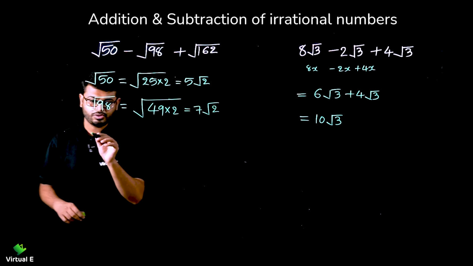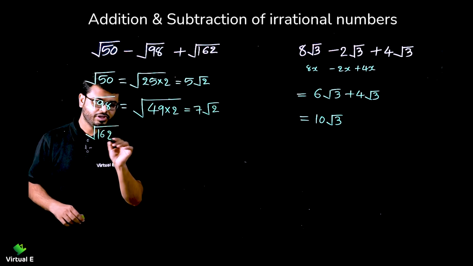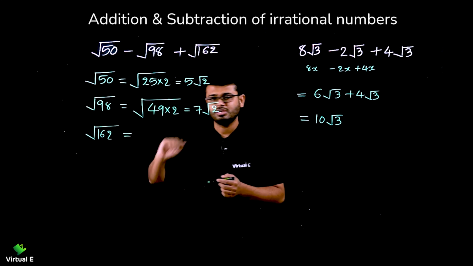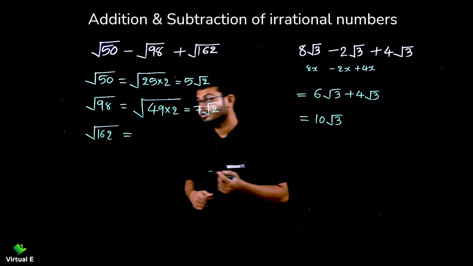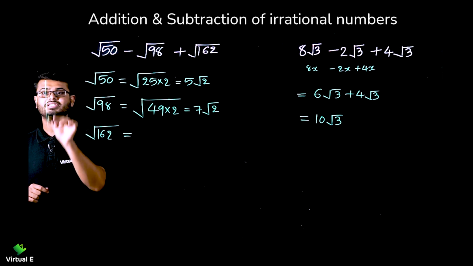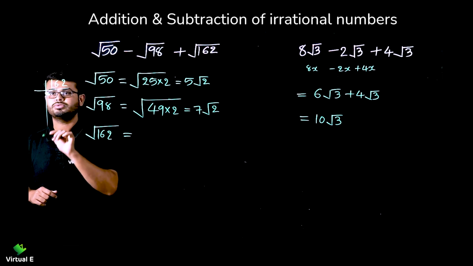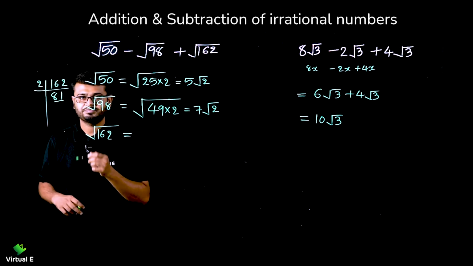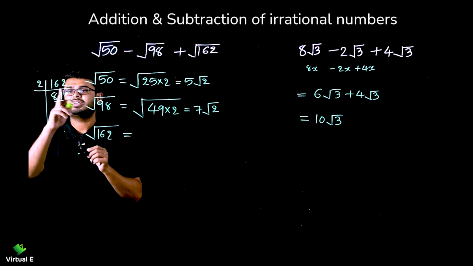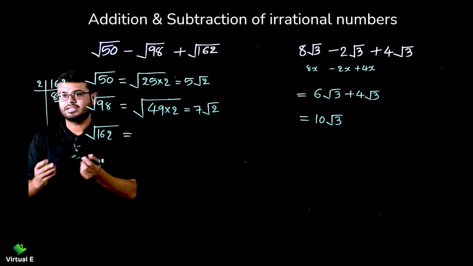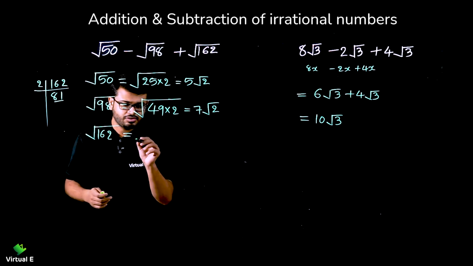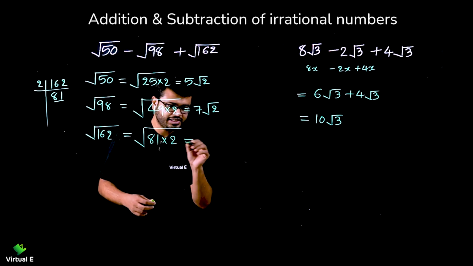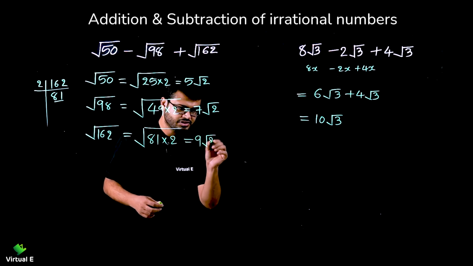And last, square root of 162. Now you must be thinking, how do I come to know this 49, 25? These are small numbers, but when it comes to big numbers, how to do this? So very basic, you just prime factorize it. That's the easier way to do it. 162, let's start with 2, here 81. Now see, 81 is the perfect square. So 81 into 2 is 162. We just want the perfect square, that's it. No need to do complete factorization. So here we can write 81 multiplied by 2. Now square root of 81 is 9 and here it is root 2.